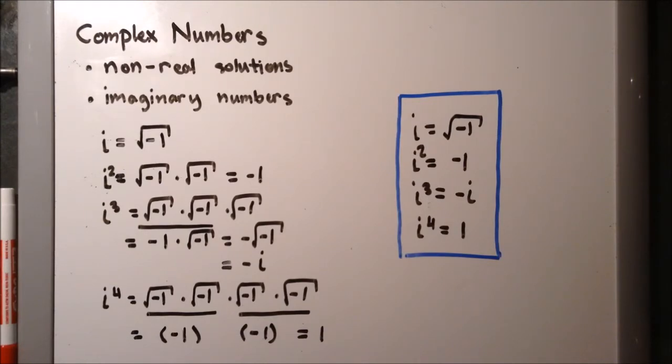So, how does this apply to simplifying radicals with negative numbers? Alright, let's start off with the first example.